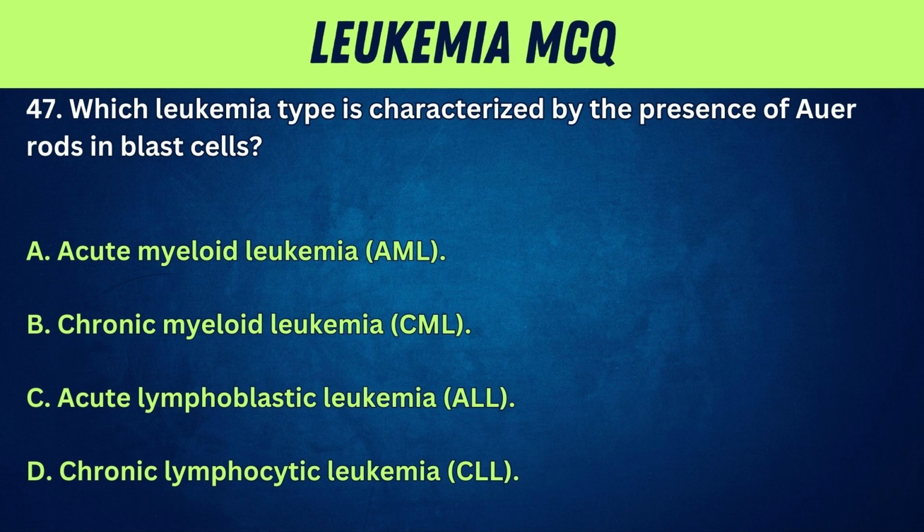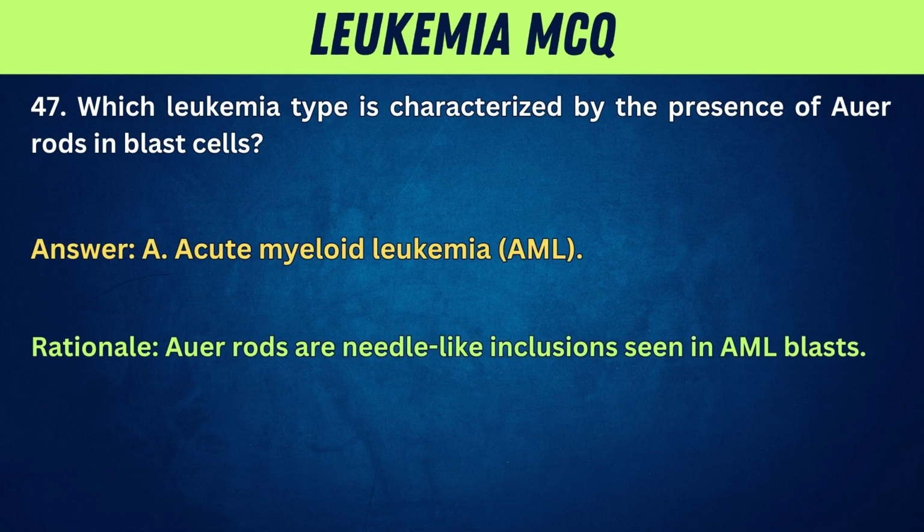47. Which leukemia type is characterized by the presence of Auer rods in blast cells? A. Acute myeloid leukemia, AML. B. Chronic myeloid leukemia, CML. C. Acute lymphoblastic leukemia, ALL. D. Chronic lymphocytic leukemia, CLL. Answer: A. Acute myeloid leukemia, AML. Rationale: Auer rods are needle-like inclusions seen in AML blasts.